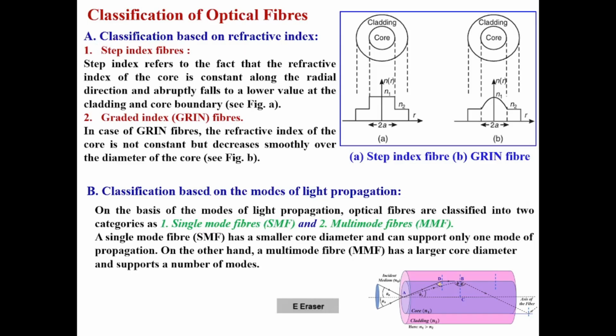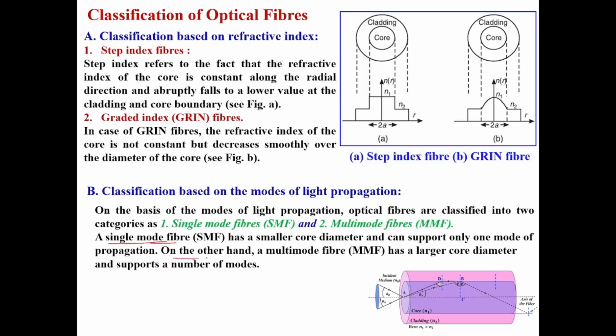Classification based on refractive index is done; now classification based on mode of light propagation. On the basis of mode of light propagation, optical fibers are classified into two categories: one is single mode fiber and another is multi-mode fiber. What is a single mode fiber? Single mode fiber has a smaller core diameter and can support only one mode of propagation. Here, mode means corresponding frequency. One frequency it can accept at a time, so it is called single mode.